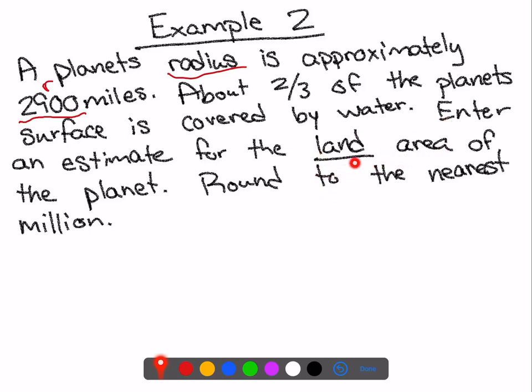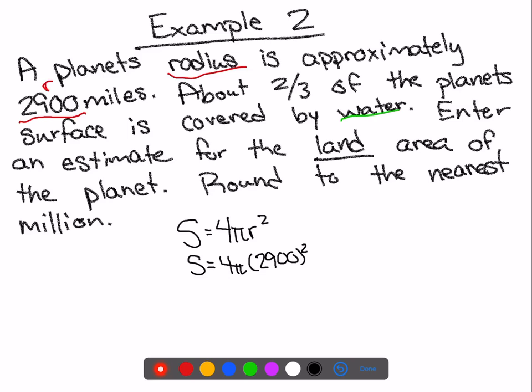So again, we're looking for land. We know water. We're looking for land. Round to the nearest million, I'm guessing miles squared in this case. So let's go ahead and solve for this. So first off, we know surface area is equal to 4 pi r squared, where r is 2,900. So surface area is equal to 4 pi times 2,900 squared.